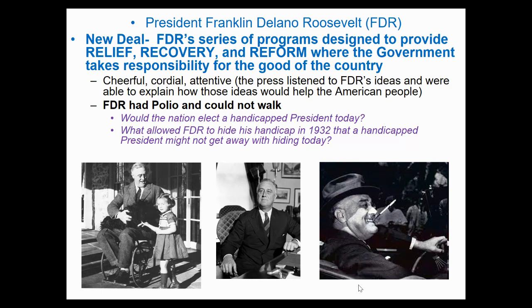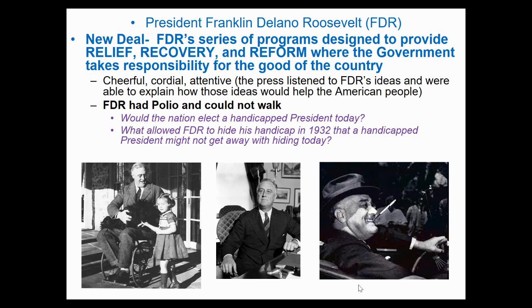He was cheerful, cordial, attentive, right? The press listened to him, right? A lot of Americans put their hope in Roosevelt as president. But an interesting thing to keep in mind, right, is that Roosevelt had polio at this time. It was an affliction that happened to a lot of Americans, and when he was in his mid-20s, he lost the ability to walk. And if you think about it, right, would we elect a handicapped president today in America? And the answer is probably no.